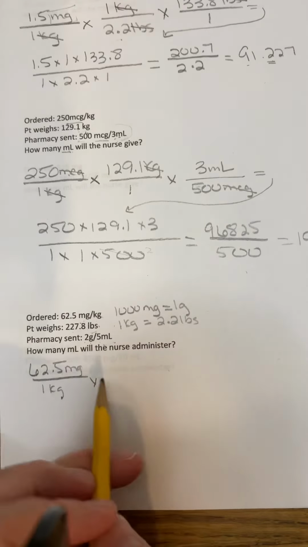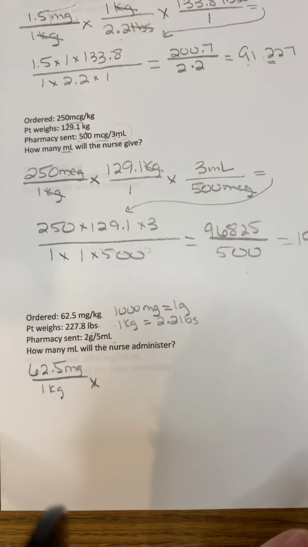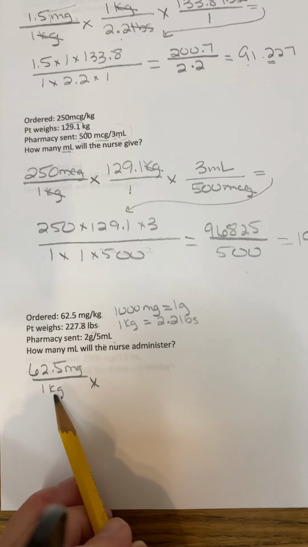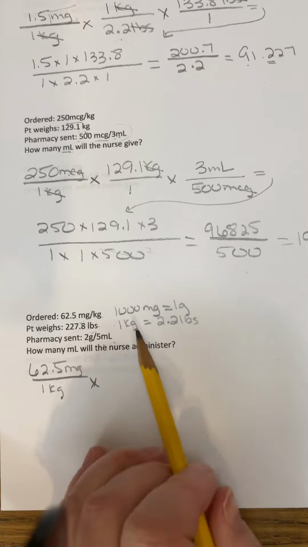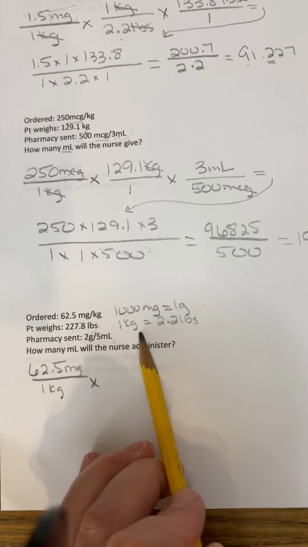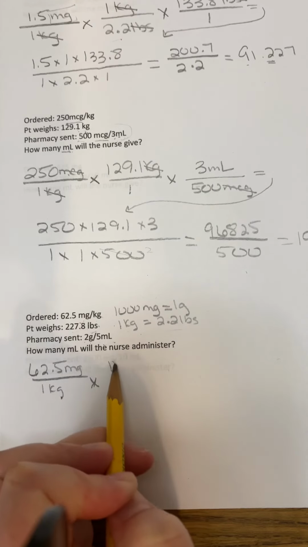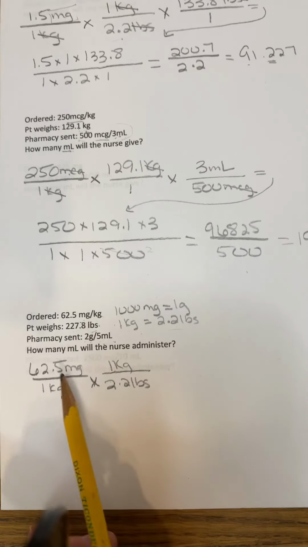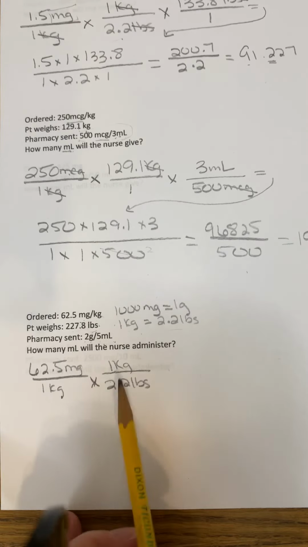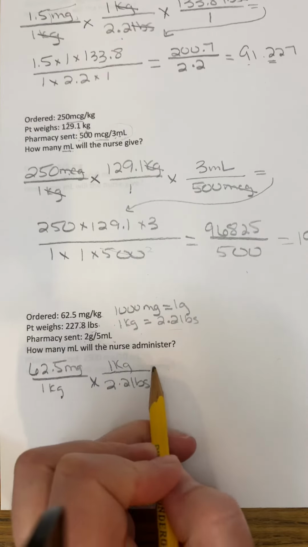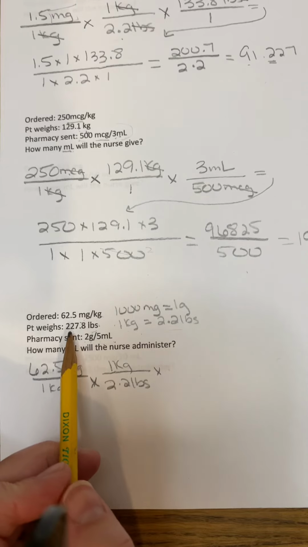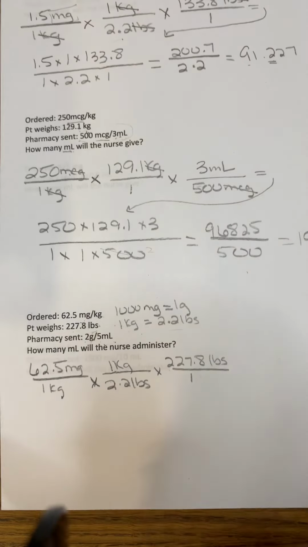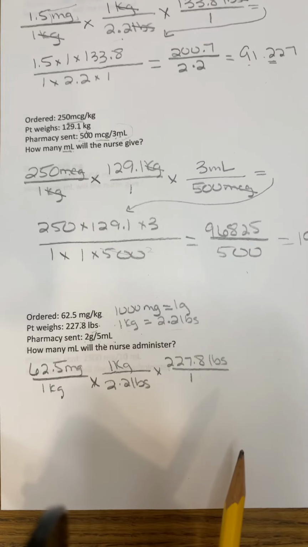All right, so again, I just set it up the same way, but it doesn't matter where you put the things as long as you have them correctly on the top or the bottom. But I know I need to get rid of this kilogram, so I'm going to start with this conversion right here and plug that in right away. So I know that 1 kilogram is equal to 2.2 pounds. Okay, so that's going to take care of my conversion from pounds to kilograms. And so now I just need to plug in how many pounds that patient weighs, which was 227.8. And that's just going to be over 1. All right. So that takes care of the conversion from pounds to kilograms.